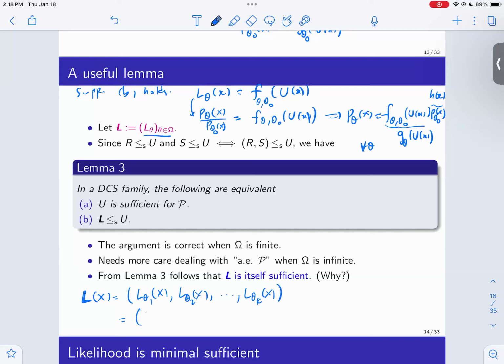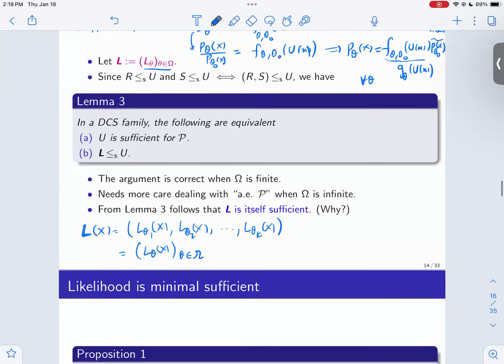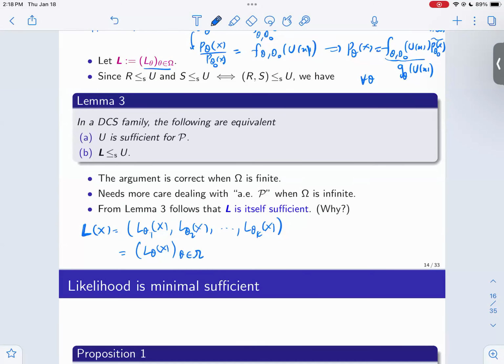And implicitly, we can also imagine that theta is infinite dimensional, so collect all of them. In the continuous case, it would be a function. In the discrete case, it would be a vector. So this little observation is saying that if R is a function of U, and S is a function of U, then the pair R and S is a function of U. And if the pair is a function of U, then individually they are too.